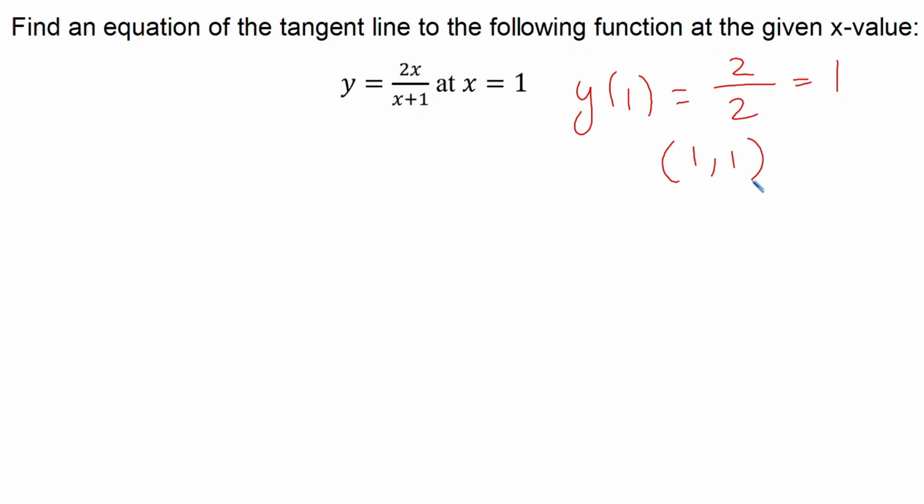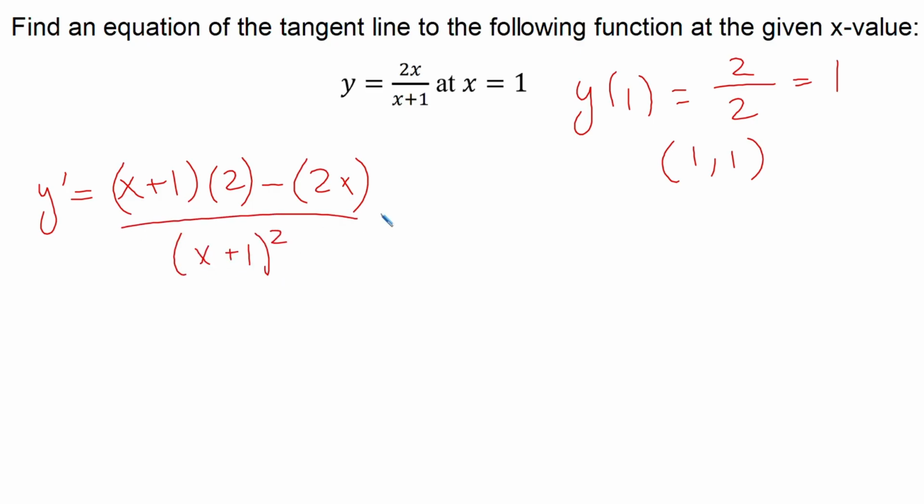Then we will use the quotient rule to find our derivative. So we'll do our denominator, x plus 1, times the derivative of 2x, which is just 2, minus our numerator, 2x, times the derivative of x plus 1, which is just 1. And then we'll divide that all by our denominator squared. If we simplify that down, the x times the 2 is 2x, and when we subtract this 2x, that'll cancel. So we're really just left with a 2 in the numerator. So we've got 2 over x plus 1, squared.